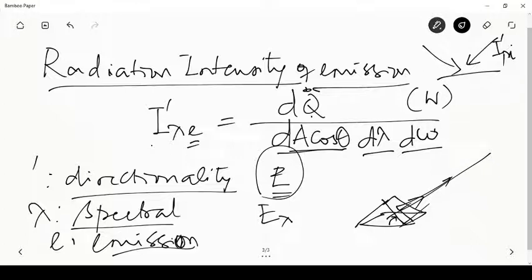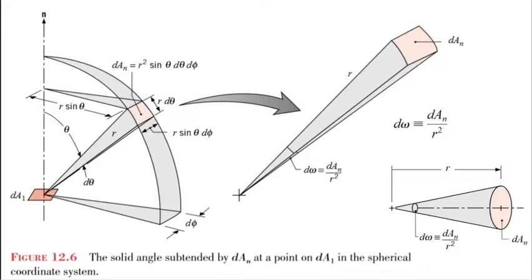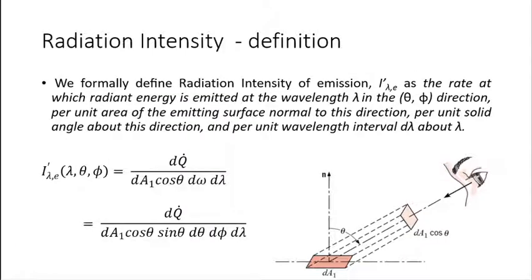Let us look at this with an illustration. So let us look at this slide. We formally define radiation intensity of emission, that is I prime lambda E, as the rate, so the rate makes it dq dot, at which radiant energy is emitted at a wavelength lambda in the theta phi direction per unit area of the emitting surface normal to this direction, per unit solid angle about this direction, and per unit wavelength interval d lambda about lambda.